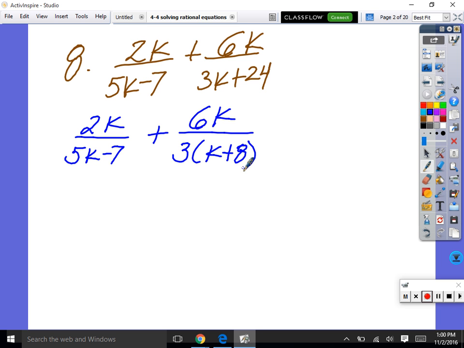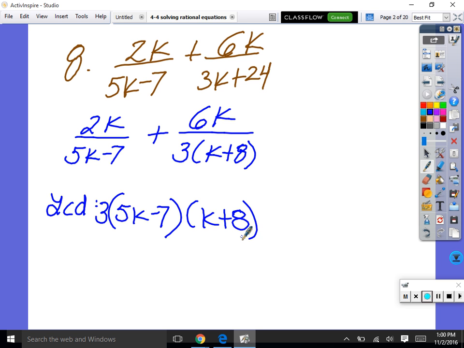So, least common denominator, I'm going to write right here. This 5k minus 7 is connected, so we definitely need that. We have a 3. I'm going to put the 3 in front just to write it more appropriately. And then we have a k plus 8. So this one's all of the denominator, correct?